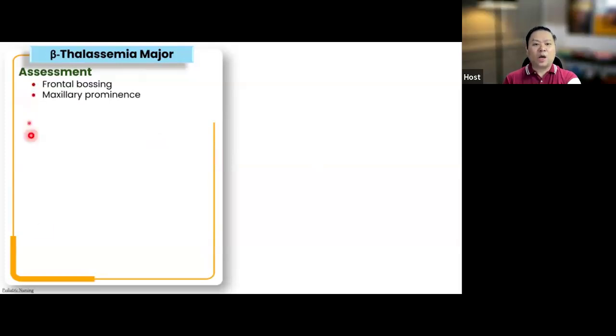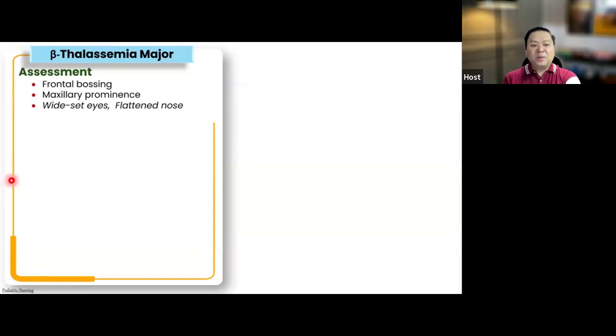Another is the maxillary prominence. The patient's cheek will have that characteristic facial bone structure, with the same reasoning as I have said for frontal bossing. This is a compensatory mechanism of the bone structure of the cheek. Now, another is the wide set eyes and flattened nose. You will recognize this, and this is caused by the alteration in the facial bone structure, again brought about by the chronic anemia and also the expansion of bone marrow, particularly in the craniofacial region.